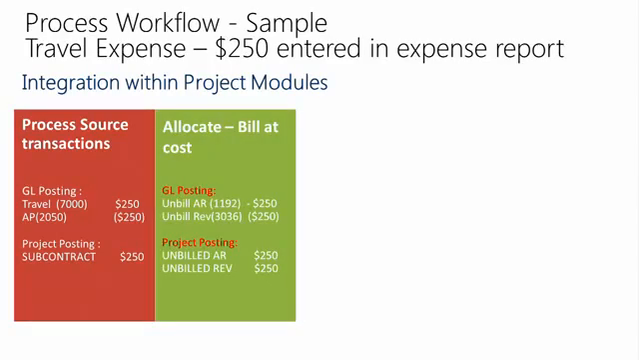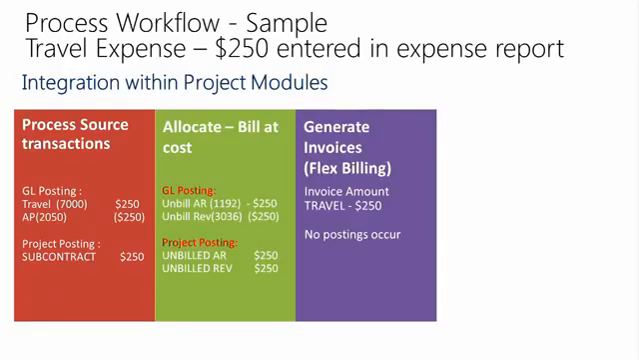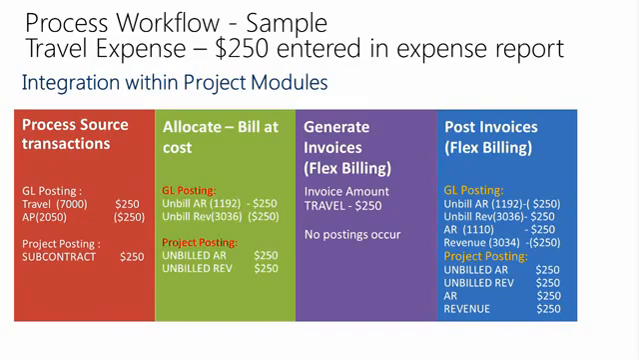It will still go through Allocator, but we can direct Allocator such that it will not mark it up or apply any additional billing rate to it. So we'll see the $250 flow through, again, to our unbilled AR and unbilled revenue, flow over to the invoice. It can be displayed as travel, or we can show more details if we want, and that will be covered in the invoice module. And then, again, we'll generate the invoice.